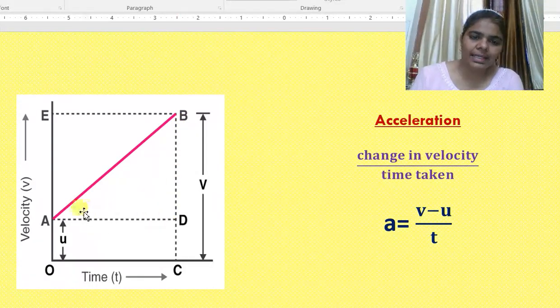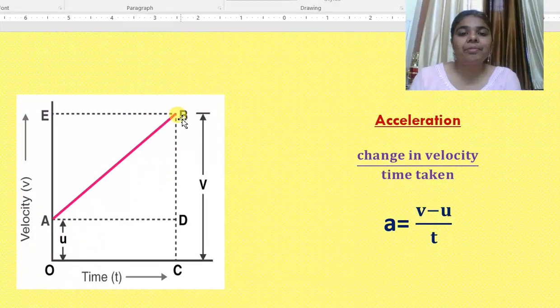And we can calculate the slope from here by perpendicular divided by base. Now here perpendicular BD can be calculated through the velocity axis. Here OA is U and OE, that is BC, it is equal to V. What will be the BD? It will be V minus U. So perpendicular will be V minus U and horizontal line is representing time, so it is T. So slope will be the acceleration and acceleration will be V minus U by T.